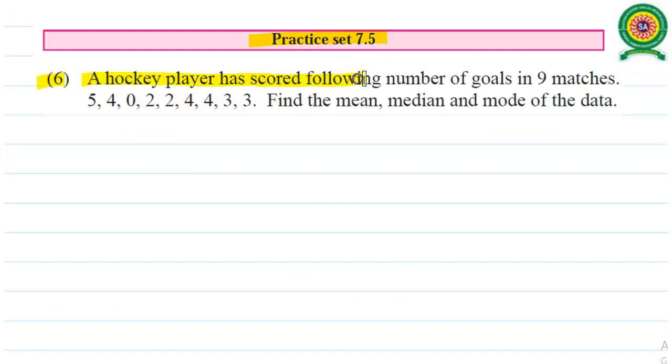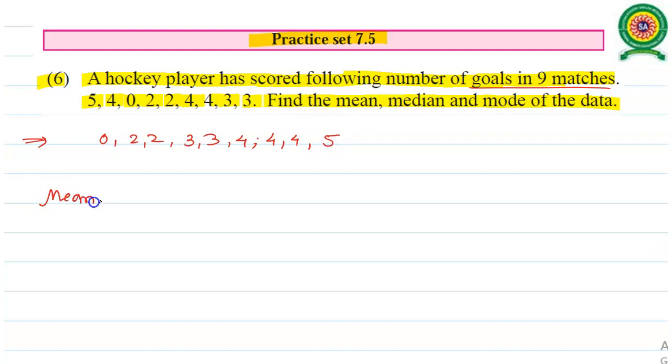A hockey player has scored the following number of goals in 9 matches: 5, 4, 0, 2, 2, 4, 4, 3, 3. Those are the scores in the matches. Find the mean, median and the mode of the data. Now I am arranging the given observations, the scores of goals in 9 matches, in ascending order. So we have 0, 2 repeated twice, then 3 repeated twice, then 4 repeated 3 times, and 5 only once.